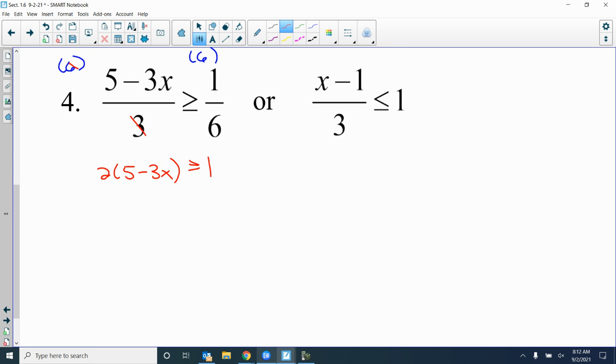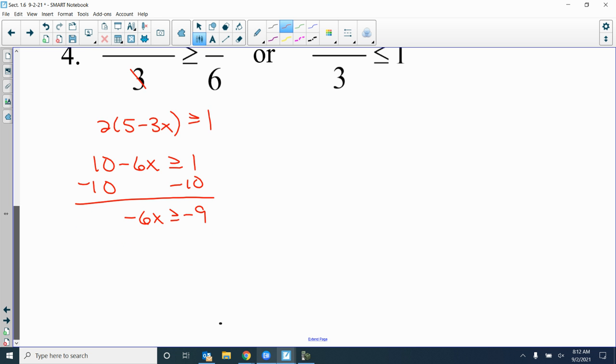I'm just going to solve this one here. Distribute, I get 10 minus 6x greater than or equal to 1. Subtract 10. Looks like I get negative 6x is greater than or equal to negative 9. Divide by negative 6. I divide by a negative, flip my sign. X is less than or equal to, and that will reduce to positive 3/2 or 1.5.